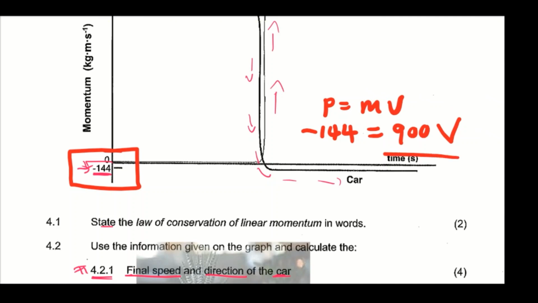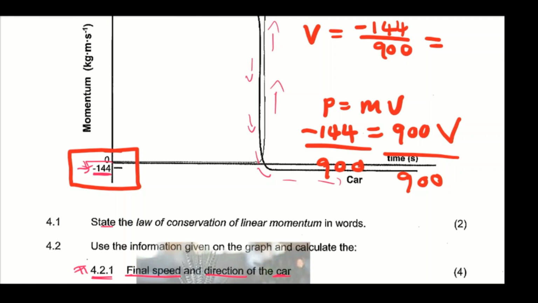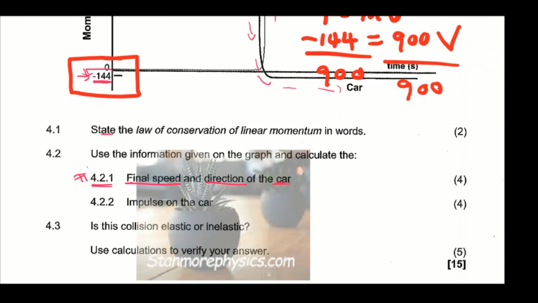Then we're going to divide by 900 both sides. So the velocity of the car is equal to minus 144 over 900, and the answer that you need to get is minus 0.16 meters per second. So that is the velocity of the car. The final velocity of the car is V equals minus 0.16 meters per second. So the negative specifies the direction.